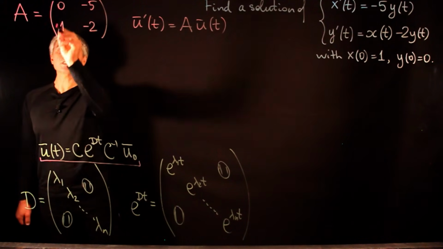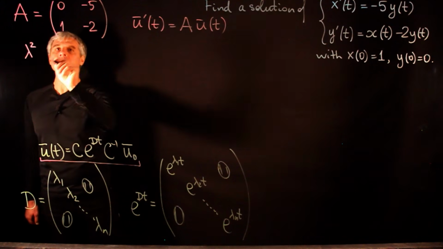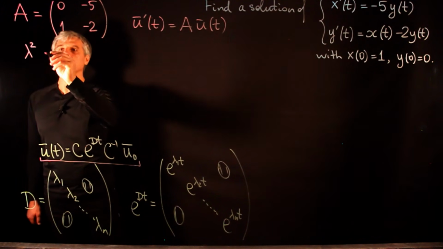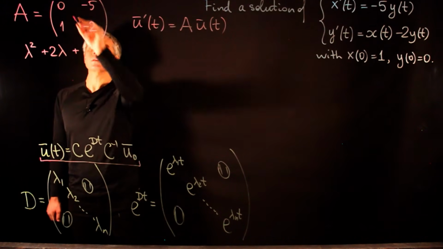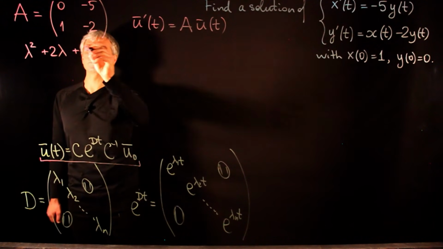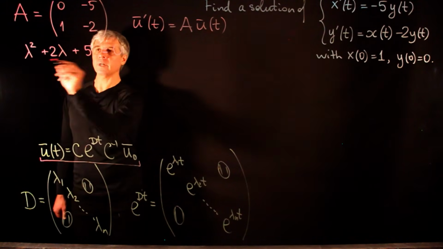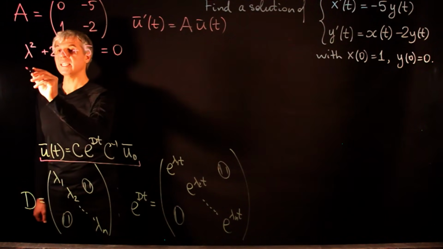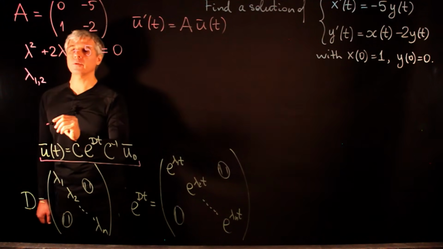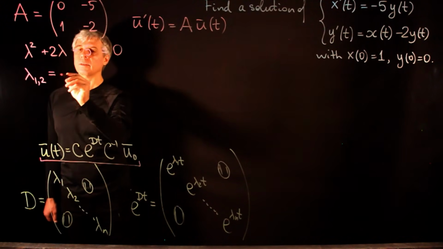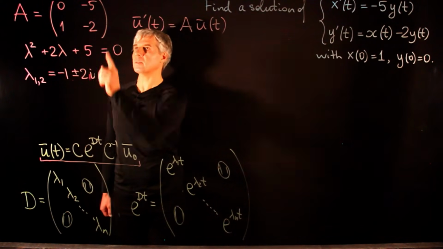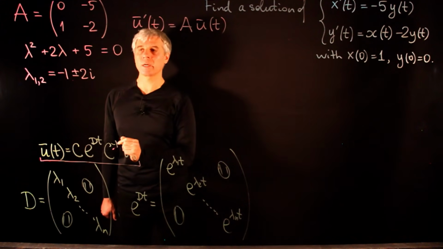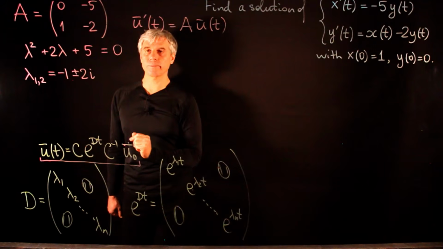So let us see. The characteristic polynomial of this matrix is lambda squared minus trace of A times lambda, so this will be plus 2 lambda, and plus the determinant of this matrix, and the determinant of this matrix is equal to 5. We can solve this quadratic equation, and we will see that the roots of this polynomial are complex. They are -1 plus or minus 2i. This tells us that this matrix cannot be diagonalized over real numbers, but can be diagonalized over complex numbers.